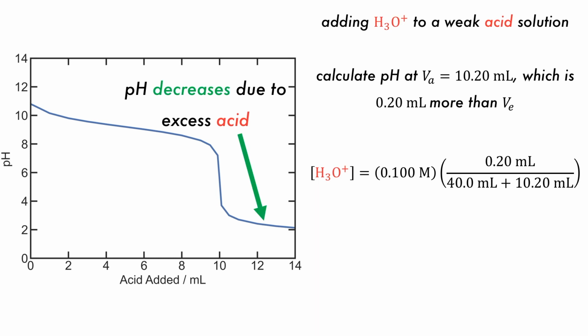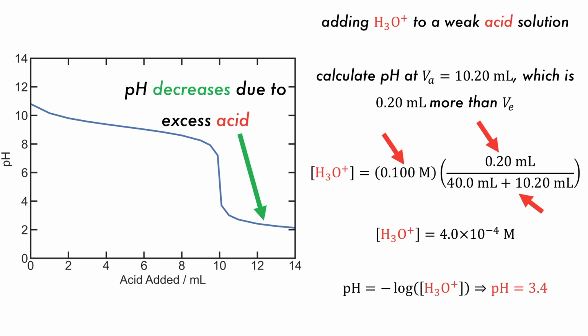For the hydronium concentration, we must consider the concentration of the added acid, the volume of excess acid, and the dilution factor, which is the total volume of the solution. We can then use the concentration of hydronium, which is 2 orders of magnitude higher than the BH plus earlier, to calculate the pH as 3.4 after the addition of 10.20 milliliters of strong acid.